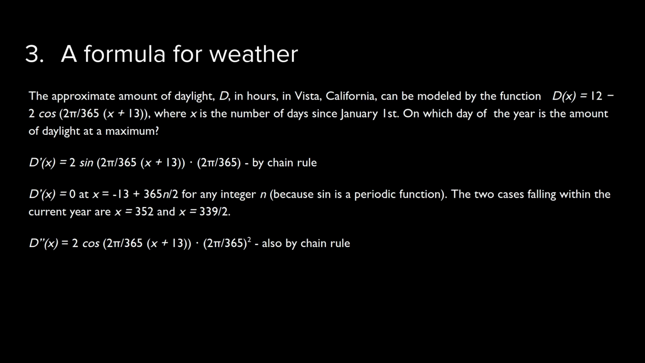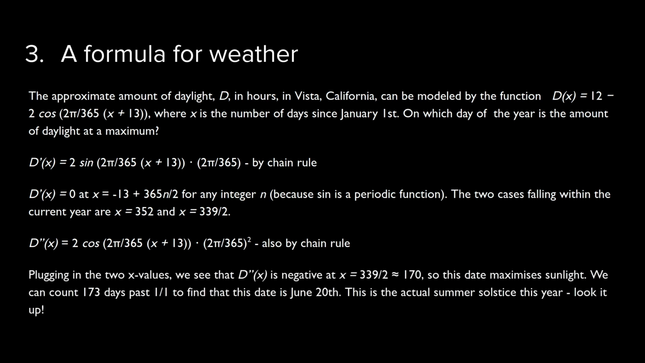But the answers are that 339 over 2 is the only negative one. So this date is the maximum, because negative second derivative means it's a maximum. And we can count 170, not 173 days past January 1st. And we find this date is June 20th. And this is the actual summer solstice this year, if you want to look it up.